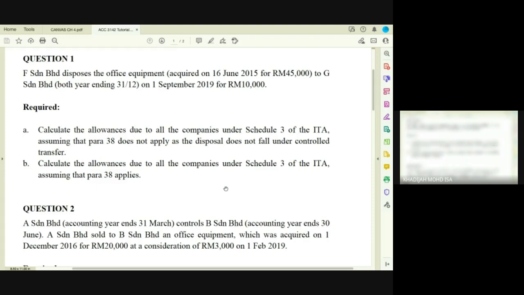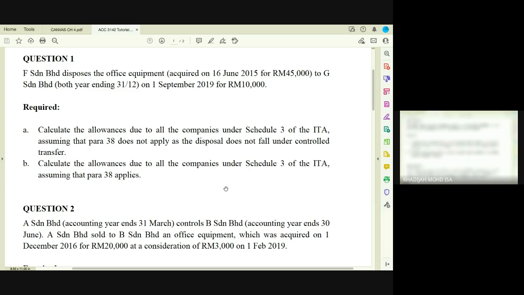From F Sdn Bhd to G Sdn Bhd, because F and G are not related, we call this a third party transfer, or transfer of asset to a third party. Yeah. So we are going to compute that under normal circumstances where there's a disposal to third party, but B requires that you calculate the allowance due assuming that Para 38 applies. So we're going to do two computations, then you can see the difference between third party disposal and related party disposal under control transfer.